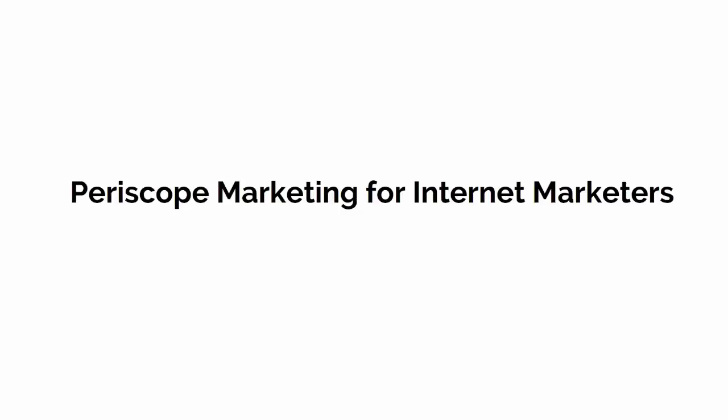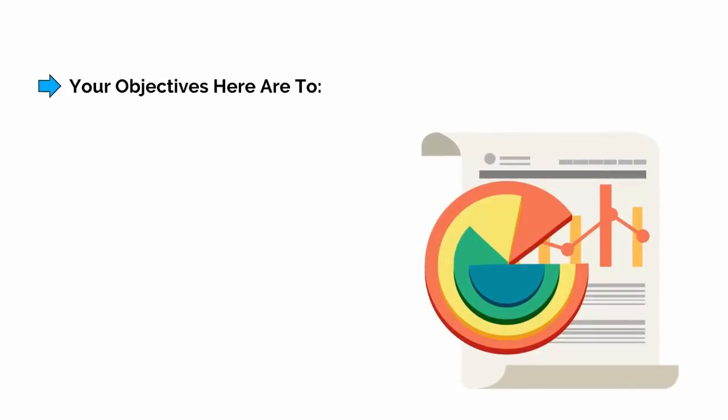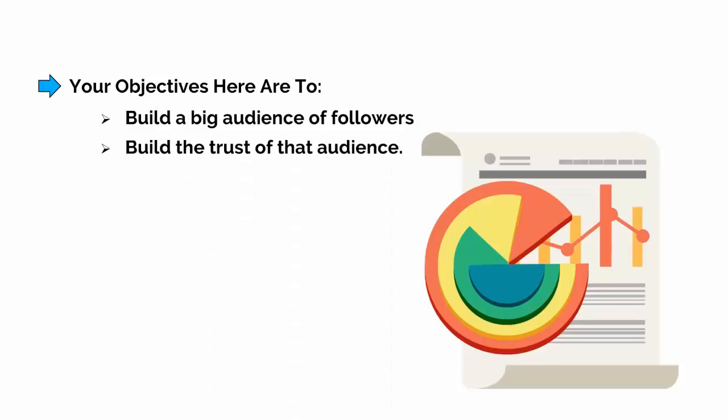Okay, so if you're an internet marketer, then fundamentally your Periscope account is going to act like an extension or an addition to your current selection of platforms. Your objectives here are to, first of all, build a big audience of followers, and secondly, build the trust of that audience. Thankfully, that's very easy to do right now, and the strategy you use is going to be very similar to the one that you're used to. This can also be neatly summed up with 2 bullet points: provide value and be highly consistent.